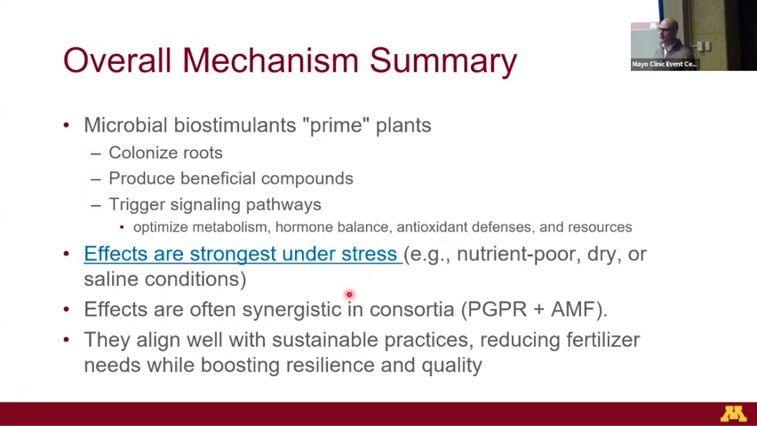We see that when you're using different microorganisms together, we see this synergistic effect when you're using more than one type of bacteria. And again, they go well with the idea of sustainable agriculture and relying less on chemical fertilizers, but this will only work when the plant is stressed.